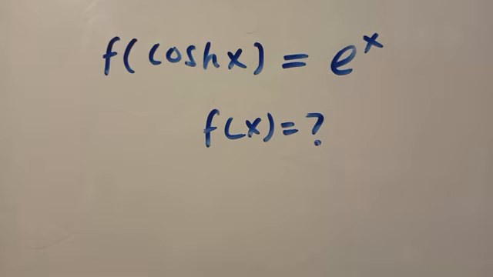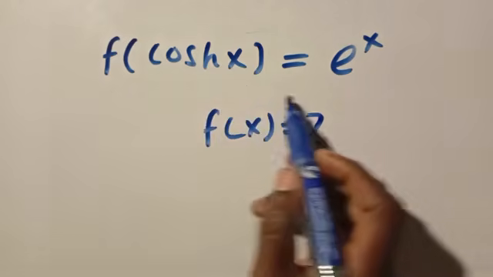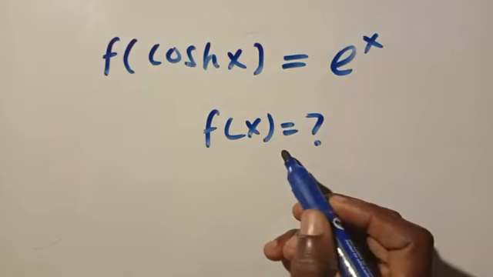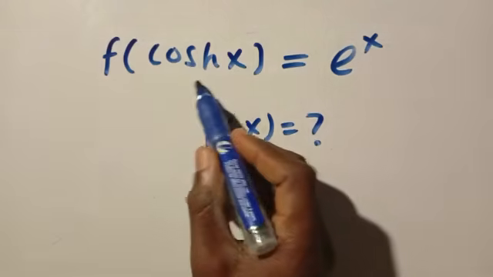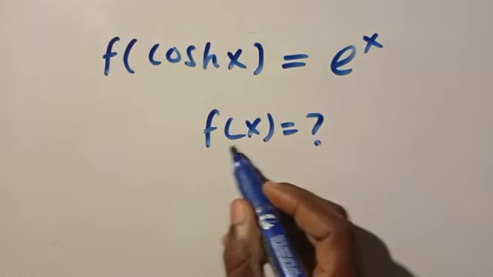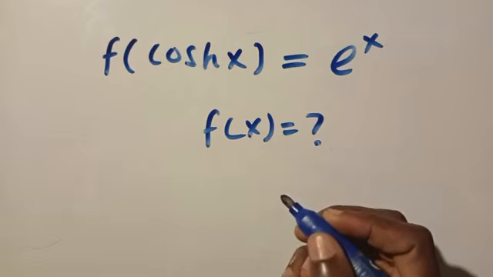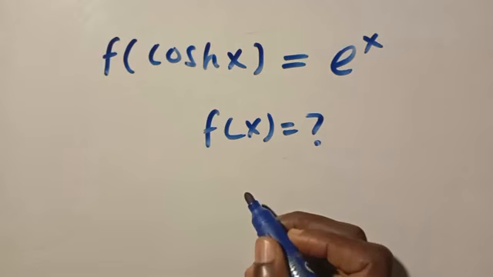Here we have a nice functional equation: f of cosh x equals e to the power x. And what is f of x? There are two different things here. We have hyperbolic functions and the exponential function, and we are asked to find f of x. To solve this problem is very simple, as I'm going to be solving it in the next 5 seconds.